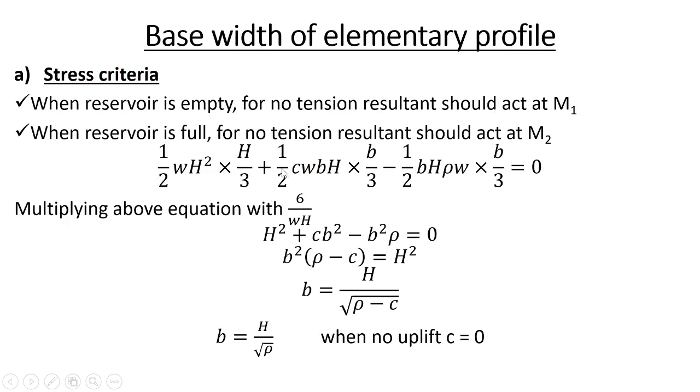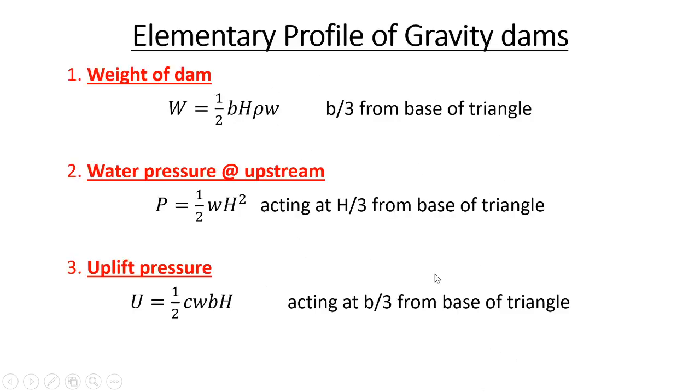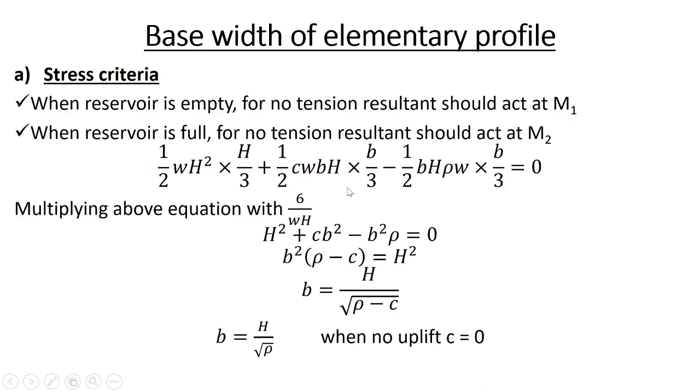The next term is half into CWBH, that is uplift pressure into B by 3. See, this is the uplift pressure, and uplift pressure equals half into B into CWH. It will be acting at a distance of B by 3, meaning we are taking moment about M2, and that moment also is clockwise. Since it is clockwise, the sign is given as negative.